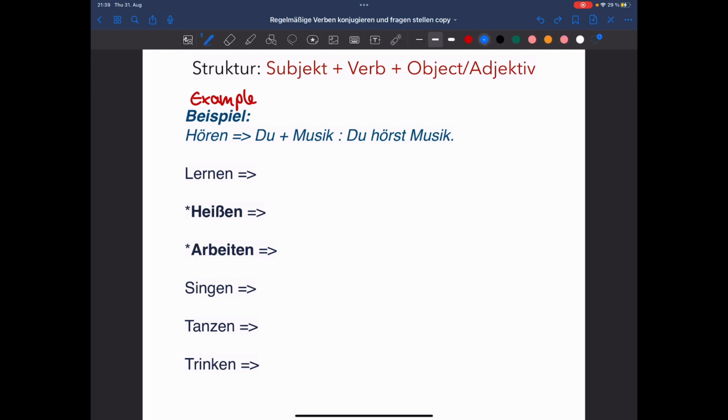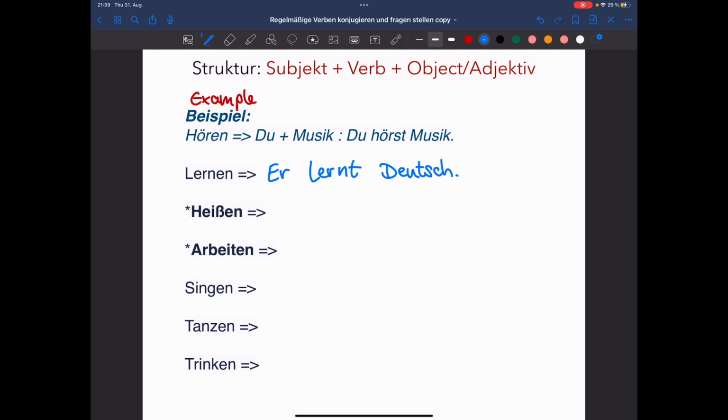Let's start. Lernen. Okay, how about let's use just all of the personal pronouns that we know. So maybe er. Er lernt Deutsch. Er lernt Deutsch. Sehr gut.